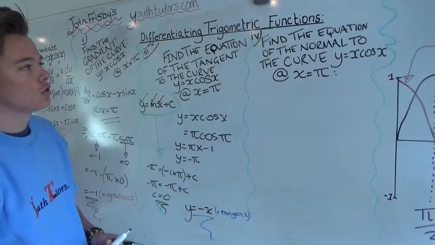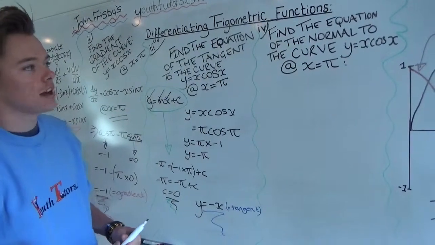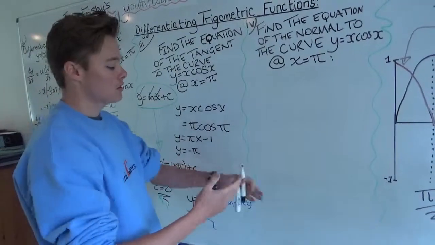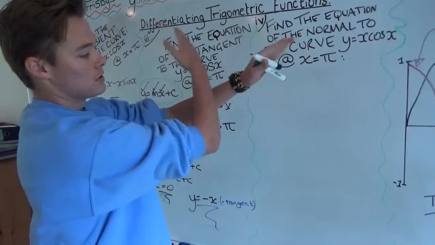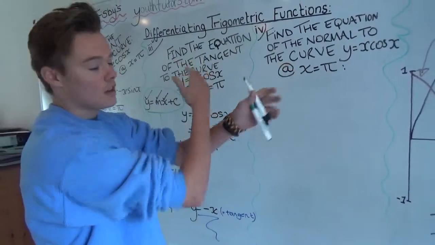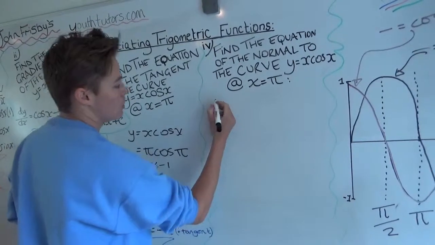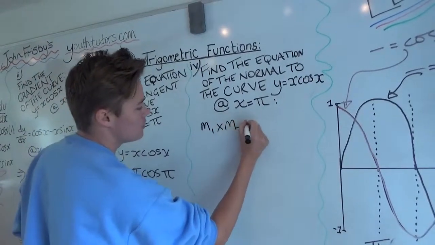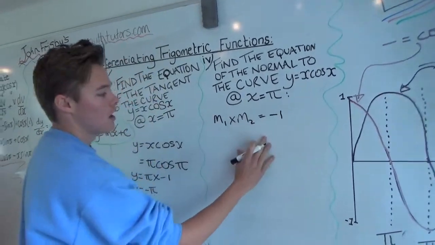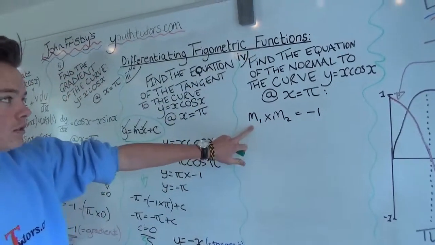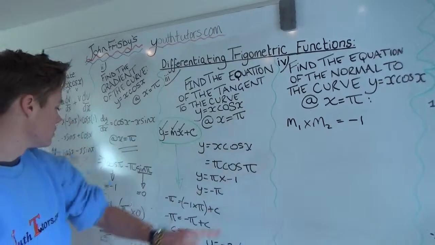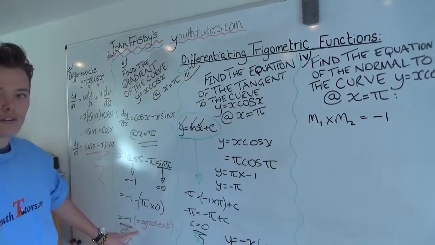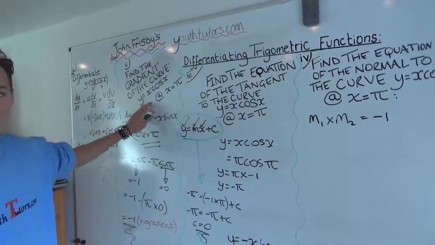Now this here is using your knowledge of gradients and the normal of a gradient. So obviously if the gradient's like that, the normal is going at a 90 degree angle, it's perpendicular. So you need to know the equation, which is m1 times m2 is equal to -1. We've already been given m1, which is the first gradient, which we obviously got down here. That's the gradient of the tangent.